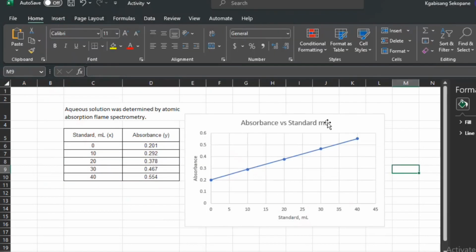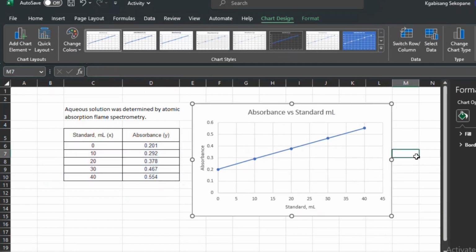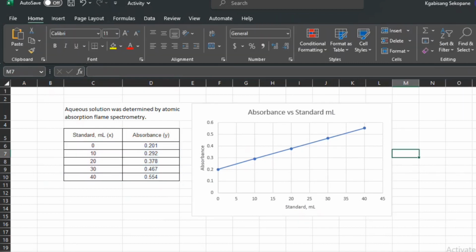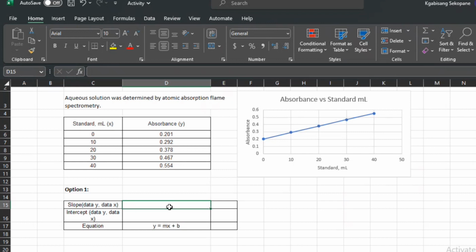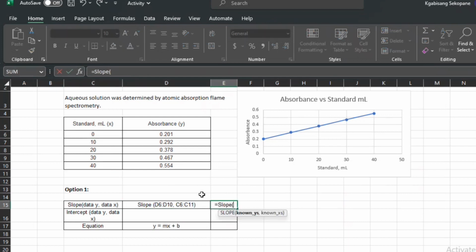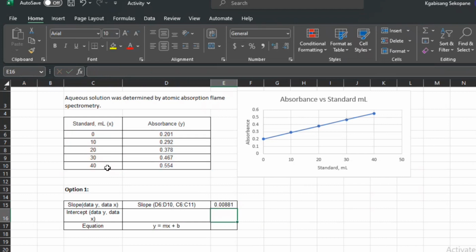Now that we have our graph plotted, let us look at three options to get your straight line equation using Excel or your calculator. For the first option using Excel, we are going to say slope, and we're going to look at the data of our y-axis. We're going to also say comma, the data of the x-axis. So this will be simply saying slope, brackets, D6 to D10, comma, C6 to C11, close your brackets. Now if you punch that into your Excel, it should calculate to 0.00881. Let's do the same thing for the intercept.